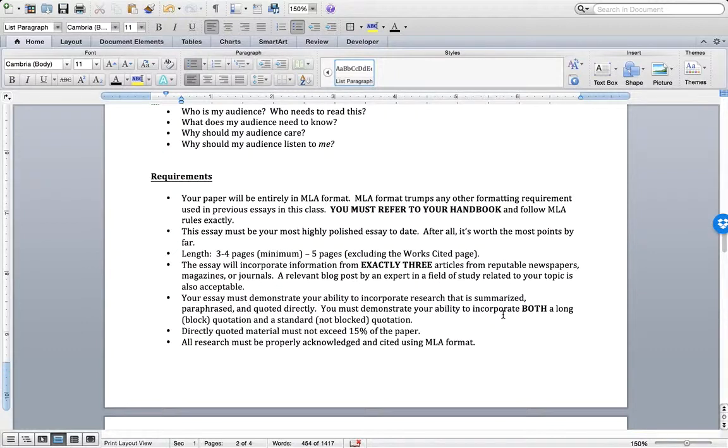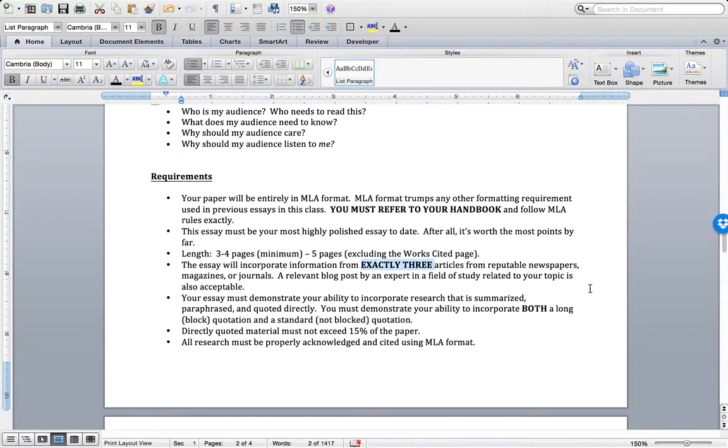The length is a 3 to 4 page minimum, up to 5 pages. That means for our minimum, we're past 3 pages and at least on to page 4 somewhere, and then stopping at 5 pages for our max, excluding the works cited page. The essay will incorporate information from, again, exactly 3 articles from reputable newspapers, magazines, or journals. A relevant blog post by an expert in a field of study related to your topic is also acceptable. But notice, that's an expert.